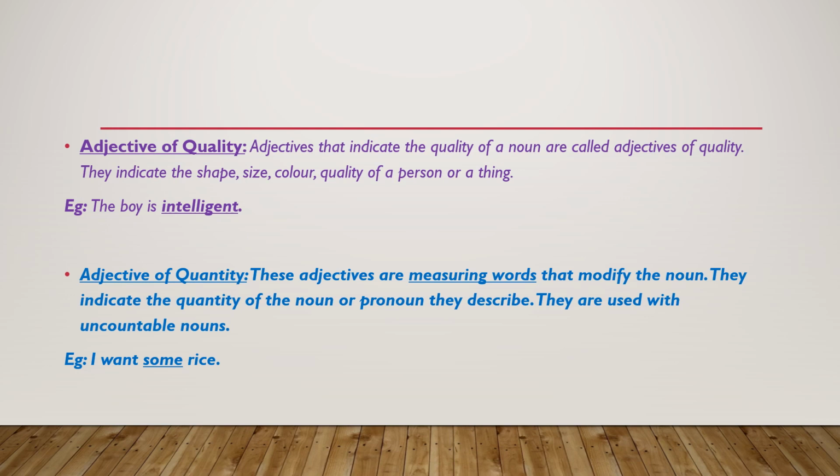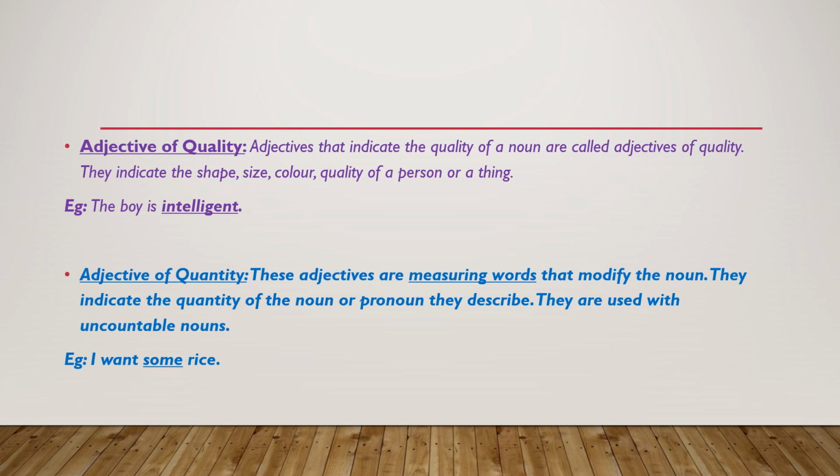For example, the boy is intelligent. Adjective of quantity. As you say, quantity. These adjectives are measuring words that modify the noun. They indicate the quantity of the noun or pronoun they describe. They are used with uncountable nouns. It is the most important thing to learn that the adjective of quantity is used with uncountable nouns because we cannot count them, but we can measure them.